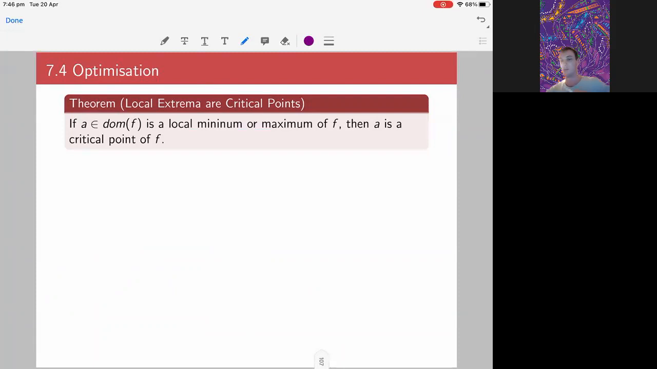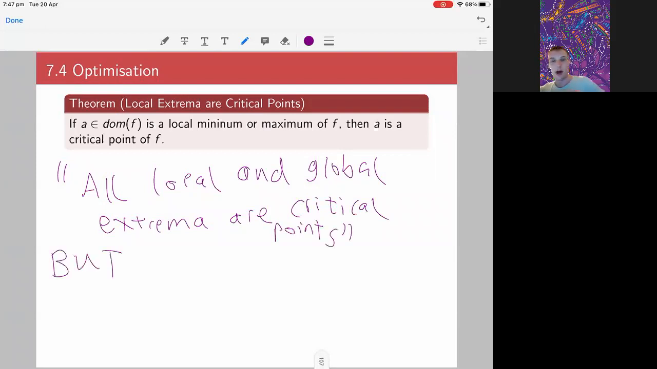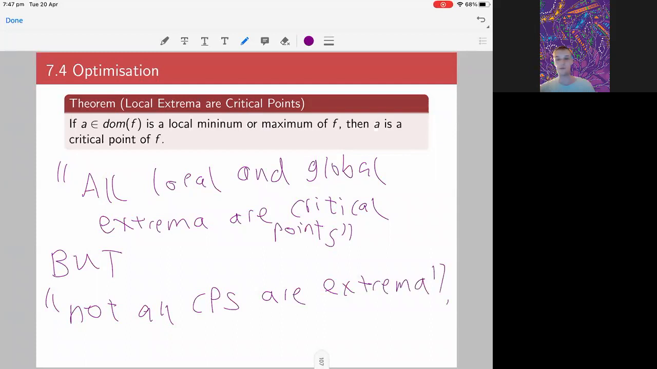Now, I'm going to state this a bit more casually for you. All local and global extrema are critical points. But not all critical points are extrema. So I've got a question here. Is a point of inflection a critical point?